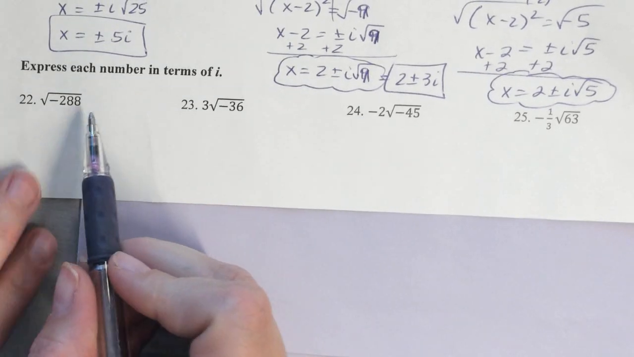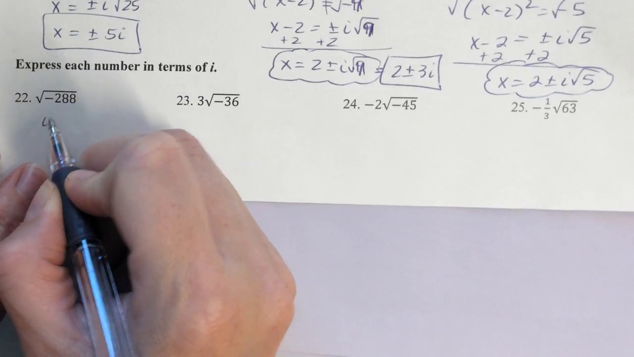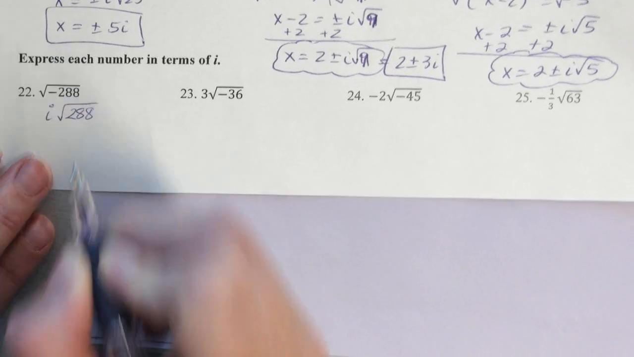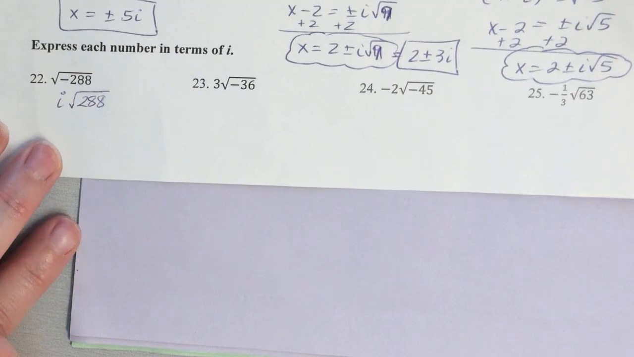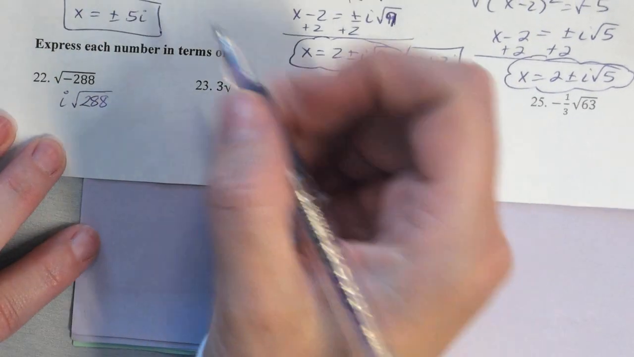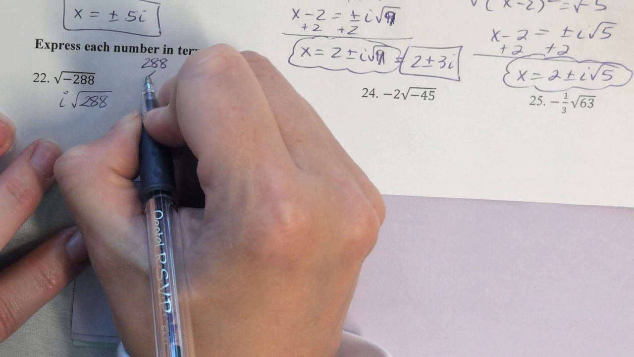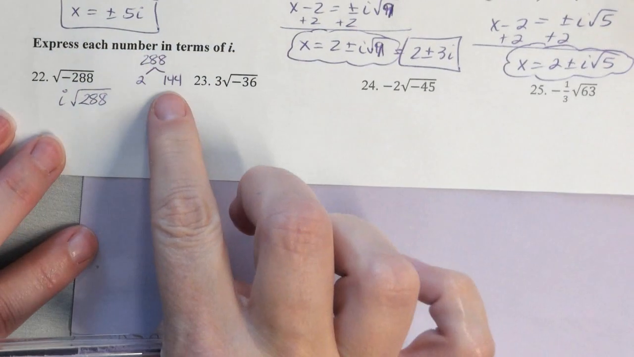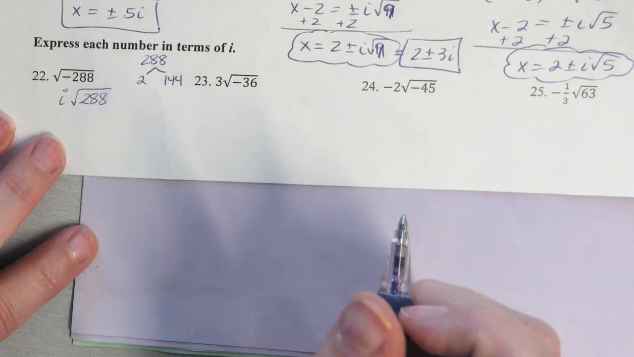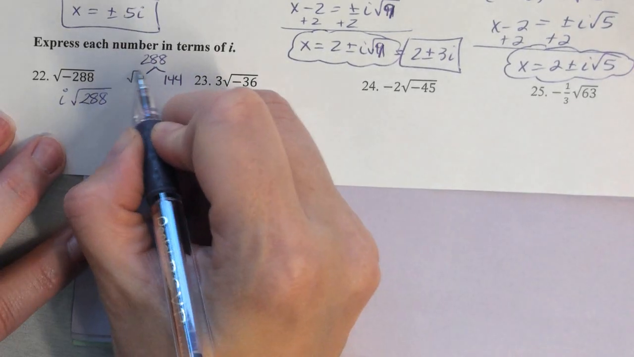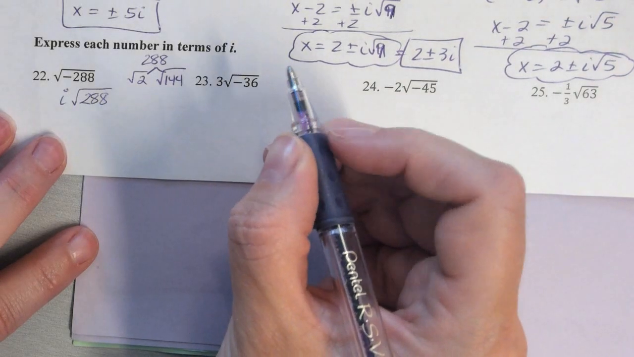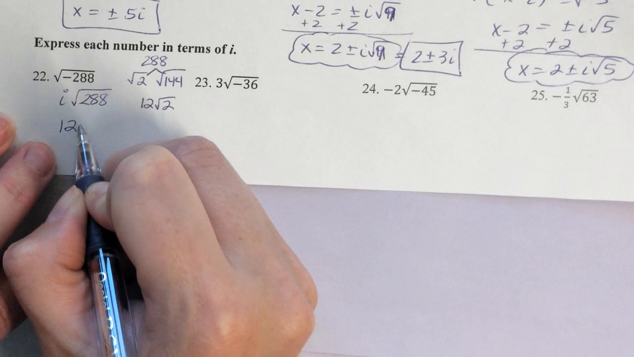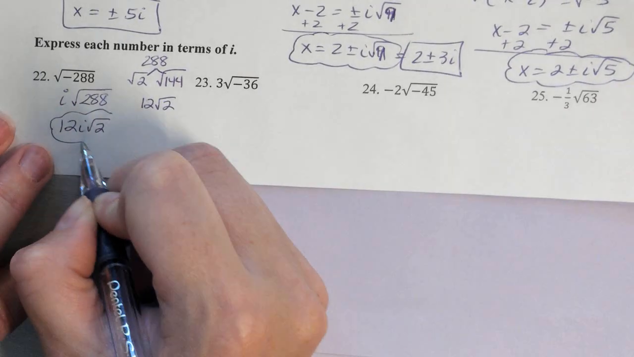So for these, you're expressing each number in terms of i. So right away, you can take out the negative and replace it with i. Now, 288 is a big number, so maybe some of you thought, oh, I'm going to do the factor tree, right? You do that, cut it in half. And then look, notice this. What's 144? It's a perfect square, right? So the square root would be 12. So this would be 12 square root of 2. So your final answer is 12i root 2.